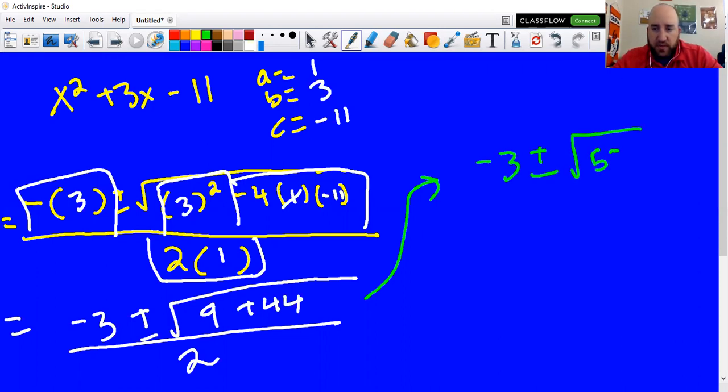Negative 3 plus or minus the square root of 53 over 2. So again, I got to look at 53. I got to say, okay, I know it's not a perfect square. Is there anything I can multiply to get 53? Well, again, if you look at your factor pair sheet, you should know. But if not, you kind of run through it in your head.